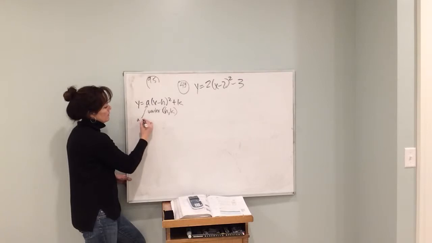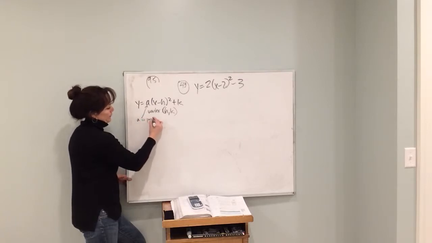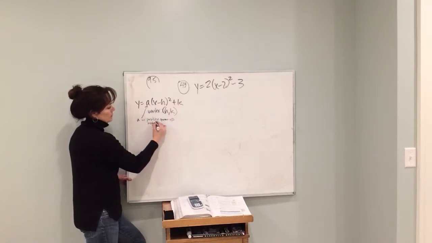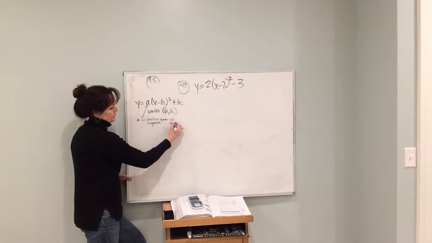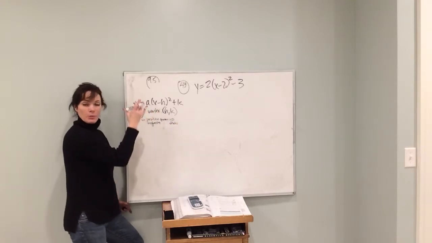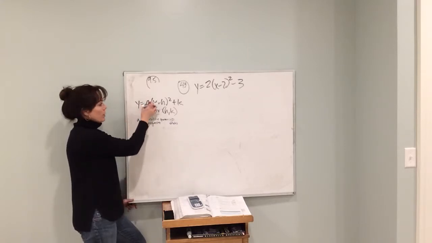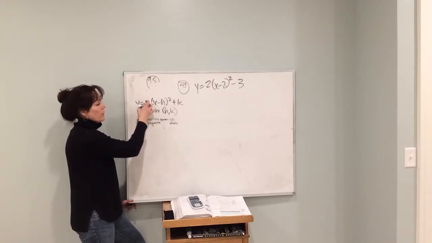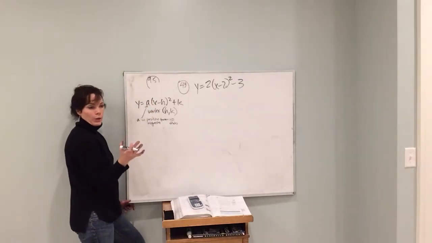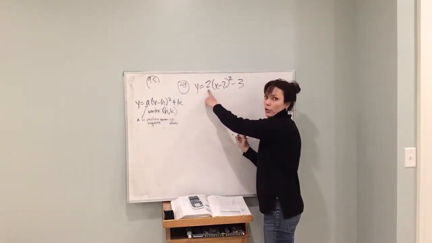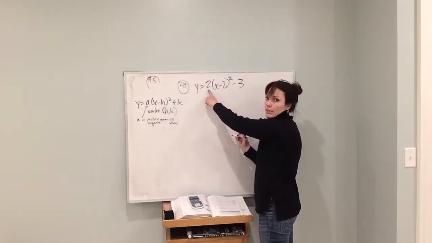If a is positive, it opens up. If a is negative, it opens down. Now, if the absolute value of a is a big number like 3 or 10 or negative 17, whatever number, if the absolute value of it is bigger than 1, then it's going to be skinnier. And if it's between 0 and 1, then it's going to be a wider parabola than our normal graph. So this 2 tells me that it's going to be skinnier than normal, and it's opening up because this is positive.